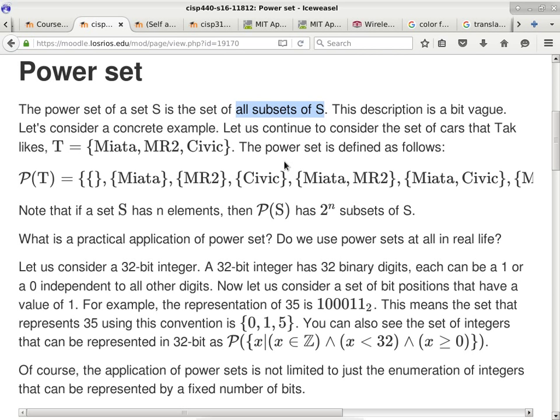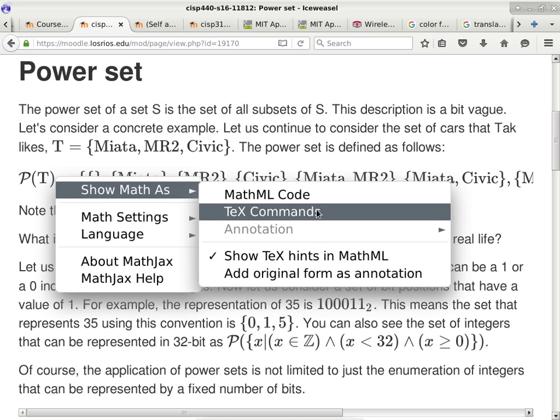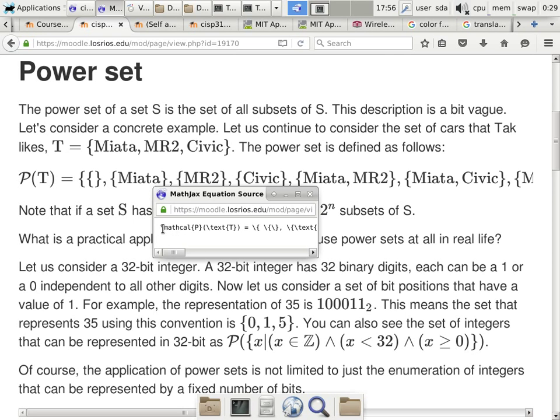So I have some examples here. If you go to this one here, this is the symbol for power set. It's just a weird way of writing P. If you right-click, show math as TeX commands, you can see how I enter that, which is a mathcal, and then using curly braces, you put in the P. Okay, so that's how it's entered.